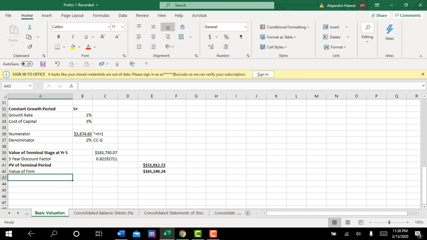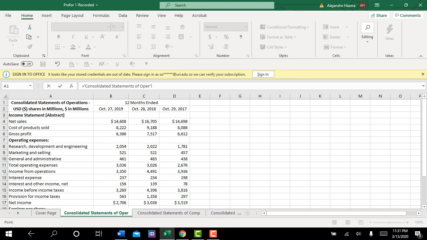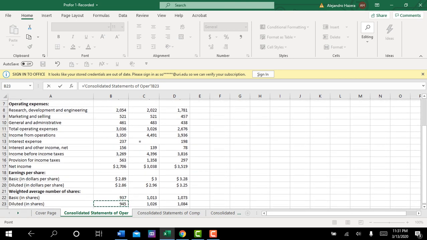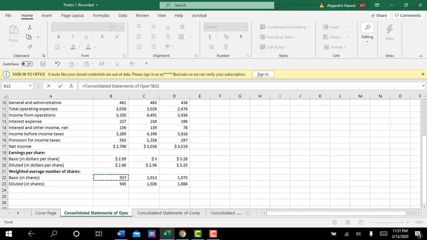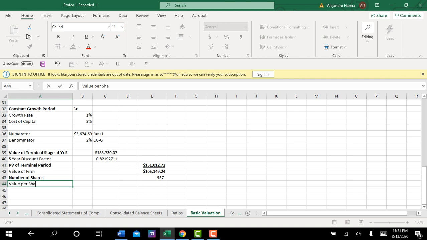Okay, so all we've got to do is divide by the number of shares and make sure to link everything. If you send me a worksheet, you haven't linked it, well, I'm going to send it right back. Okay, so number of shares, the easiest, like we've been doing in class, is just take the shares that are in the earnings per share calculation in the income statement, which happen to be, over to the income statement, basic shares, I guess that's 937 million. So we're going to take 165 million, it's in millions, 165,000, but it's in millions, divided by 937 million shares. And we'll just say value per share.